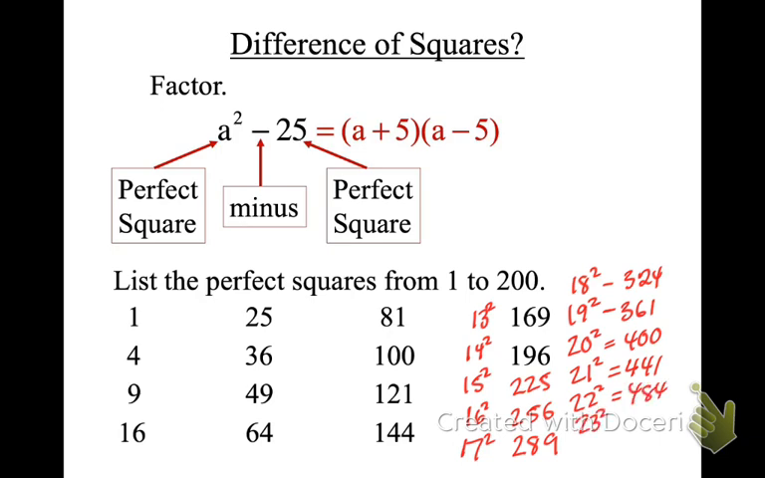23 squared is 529. 24 squared is 576. And 25 squared is 625. What comes up all the time is through 20 squared and 25 squared. But I have seen 21, 22, 23, 24.